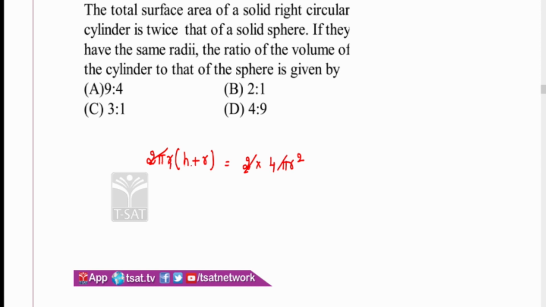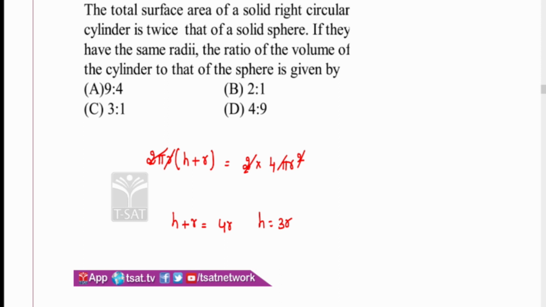If they have the same radii, you don't need to assume r1 and r2 also. Let's cancel this r. Now see what we will be left with. 2 pi r cancel, 2 pi r cancel, so it is h plus r equals 4r. So height is equal to 3 times the radius.